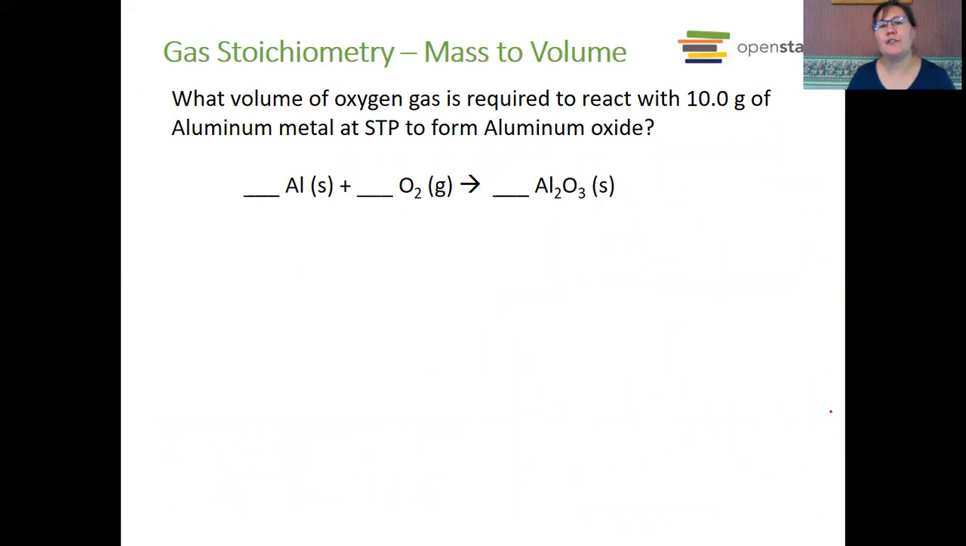Okay, so there's 2 different kinds of gas stoichiometry. One is mass to volume. So what do I mean by that? It says what volume? That means I know that this is my unknown. What volume of oxygen gas, again, unknown, is required to react with 10 grams of aluminum metal? So this is my known. My aluminum metal is here. This is my known, and I have 10 grams of it.